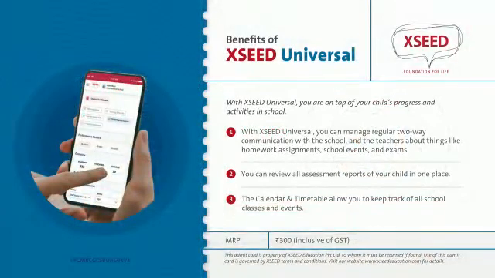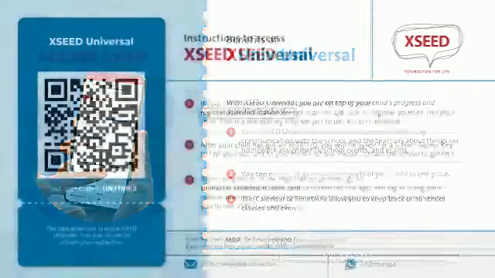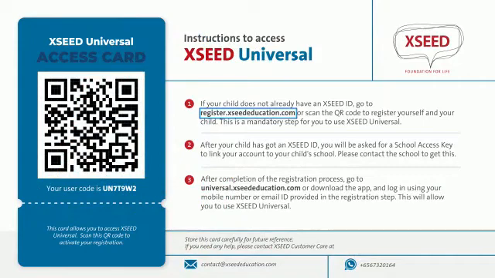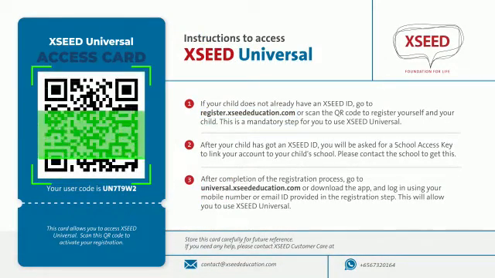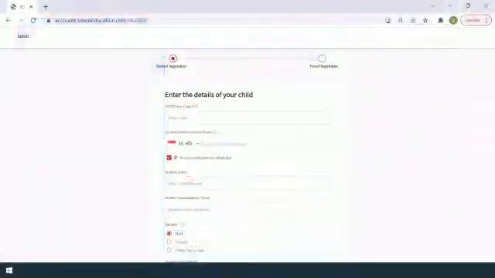This video is a step-by-step guide to the registration process for Xseed Universal. Go to register.xseededucation.com or scan the QR code on your Xseed Universal Access card. This takes you to the Xseed registration page. The registration process involves first registering the student and then the parent.